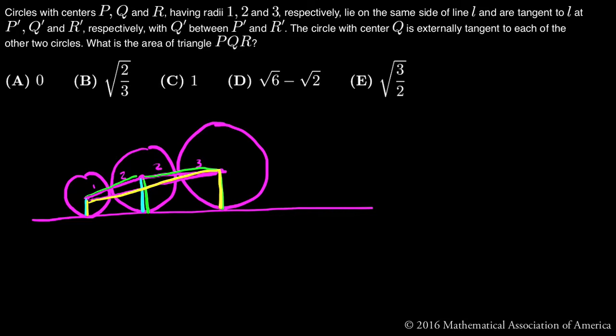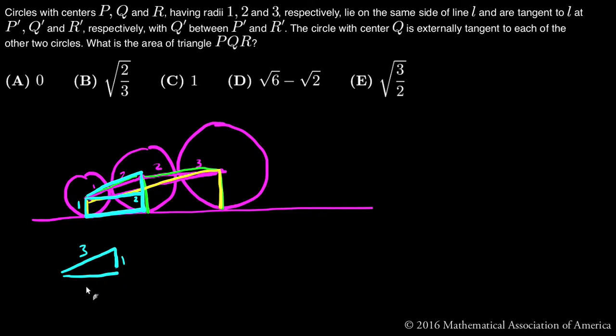So, getting into this, let's look at the blue trapezoid first, this one. I know this is 1 and this is 2. I need to know the height, and here's how I do that. I'll make a right triangle here. The hypotenuse is 1 plus 2, which is 3, and this leg here is 1 plus another 1, which is 2.